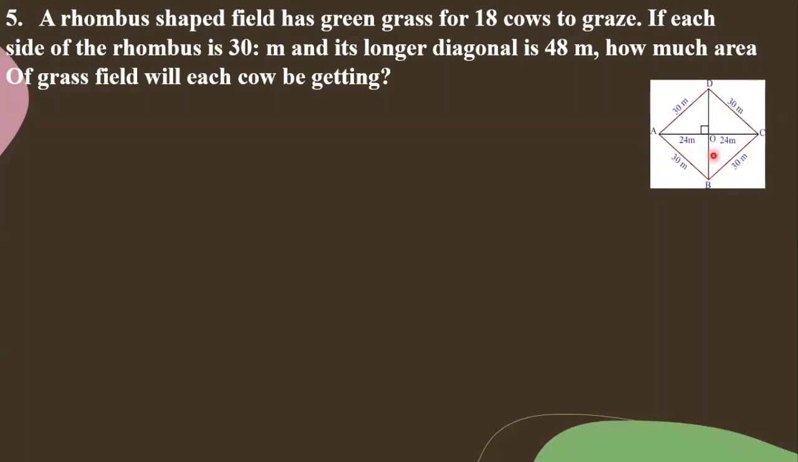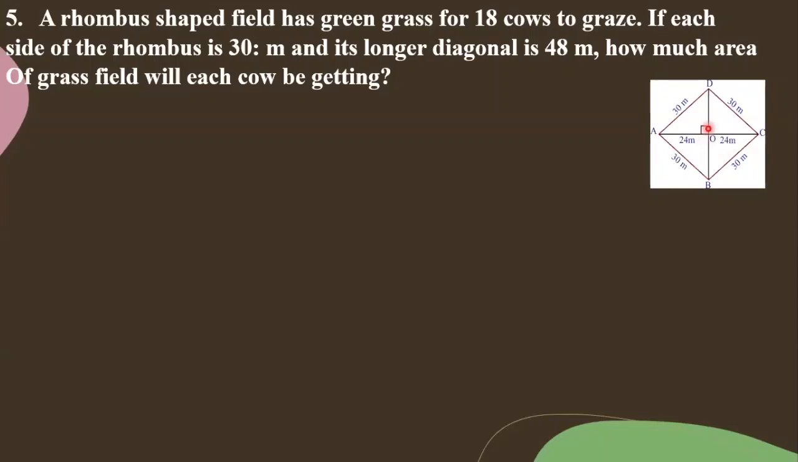By using this triangle DOC, you take. By using Pythagoras theorem, 30 square, that is 900. 24 square, that is 576. 900 minus 576, how much? 324. 324 is a perfect square of which number? 18. Very good.